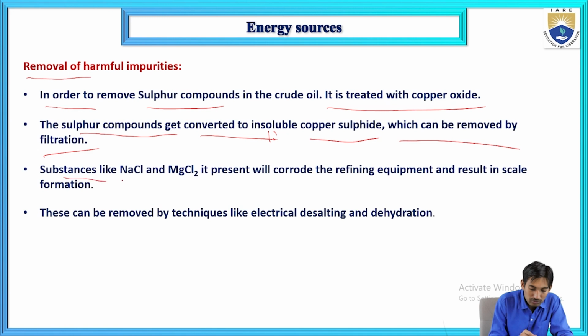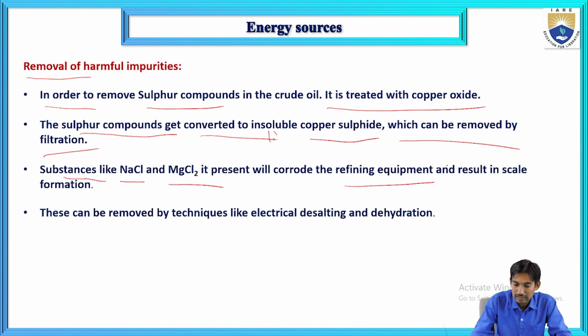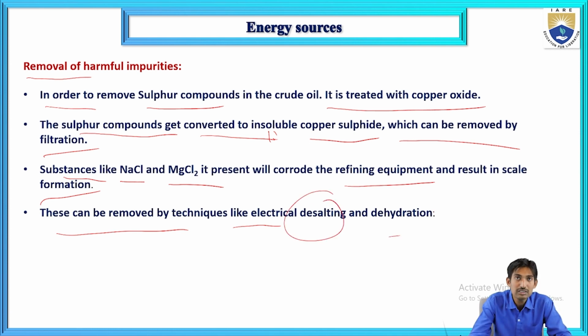Substances like sodium chloride and magnesium chloride, if present in the crude oil, will corrode the refining equipment and result in scale formation. These can be removed by techniques like electrical desalting and the dehydration process. By using the desalination and dehydration processes, we can remove salts like NaCl and magnesium chloride present in the crude oil.